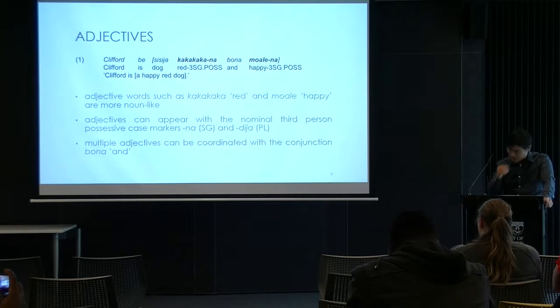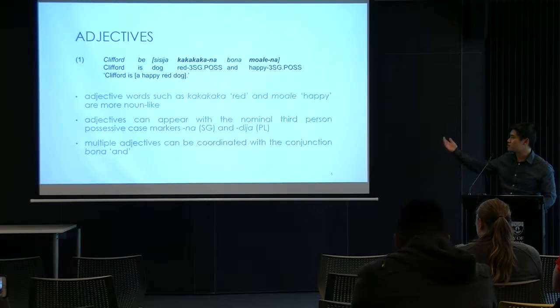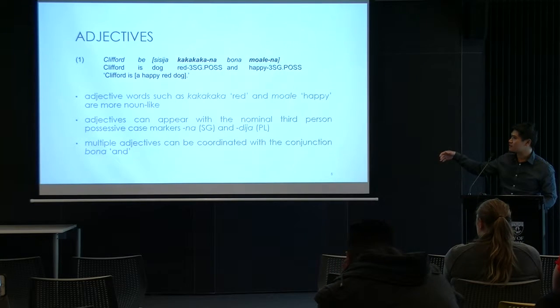In sentence one, it's a really good example of two adjectives. Here, Clifford is a happy red dog. You can see the first adjective red, kaka na, and bona moale na, that's happy and red. We can see that there are clear adjectives modifying the noun dog, and that they can be conjoined with a conjunction, bona.